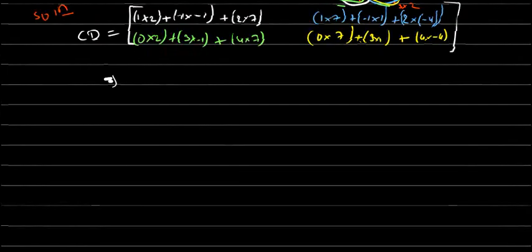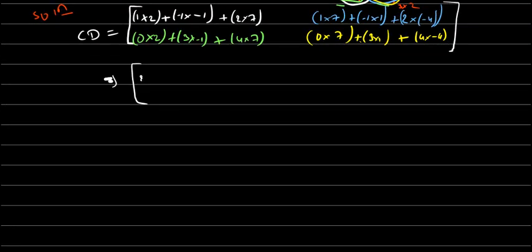Okay, 1 into 2 is 2, minus 1 into minus 1 will become plus 1, plus 1 as it is will become plus 1, and here 2 into 7 will become 14. 1 into 7 will become 7. Minus 1 into minus 1 will become plus 1. And again the same thing, 2 into minus 4 will become minus 8. Plus into minus will become minus 8.